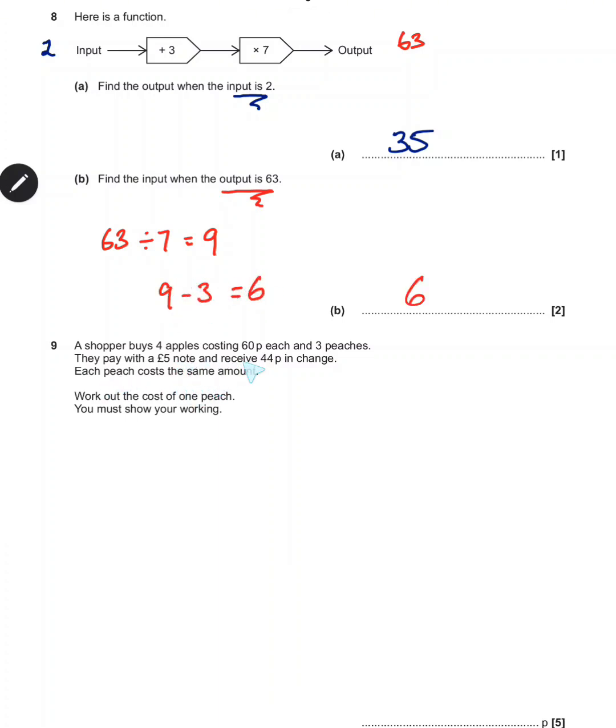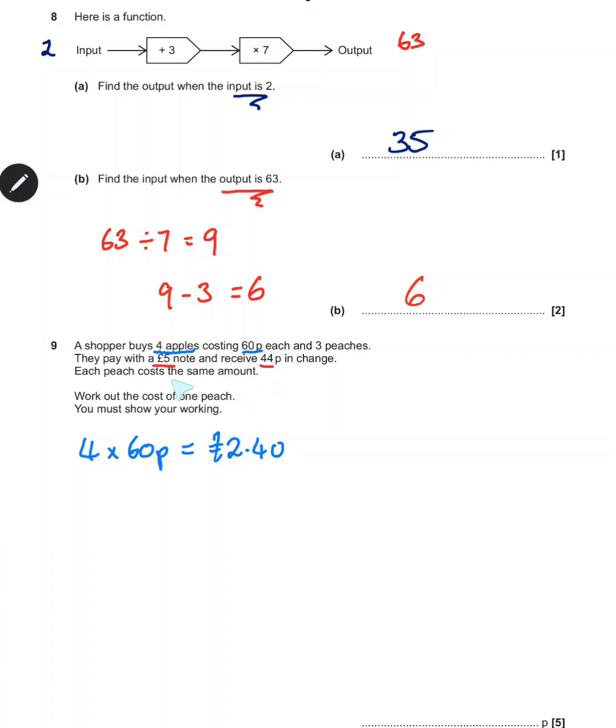Question 9, we've got a shopper buying 4 apples that cost 60 pence each. Straight off, I'm going to spot that and do 4 times 60p, that there is £2.40. They then also buy 3 peaches. They pay with £5 and get 44 pence change.